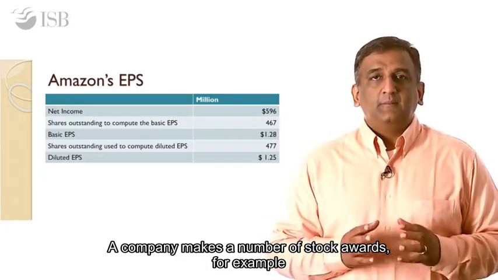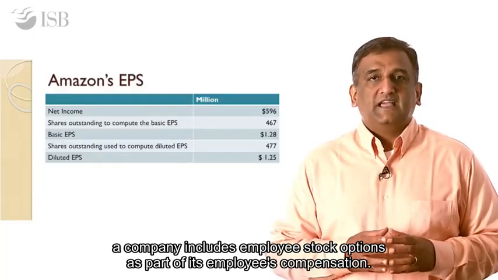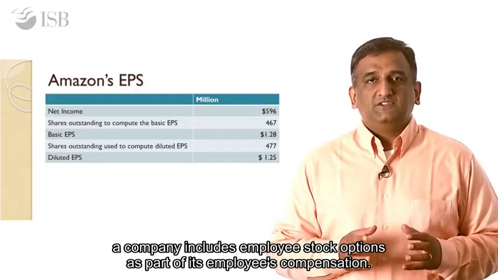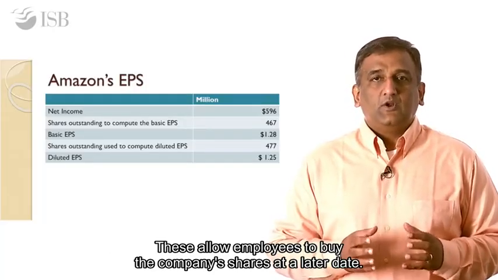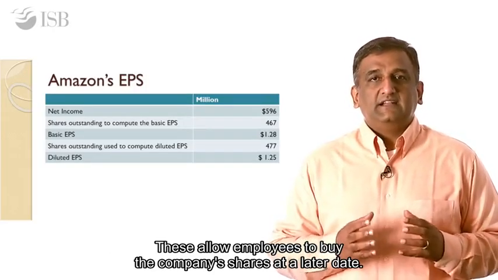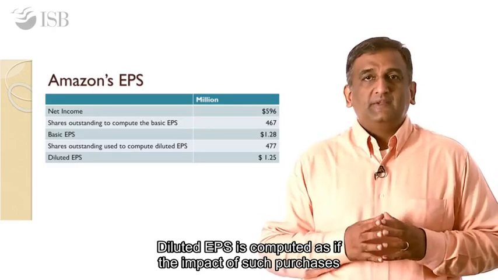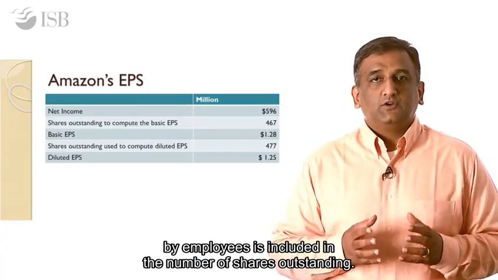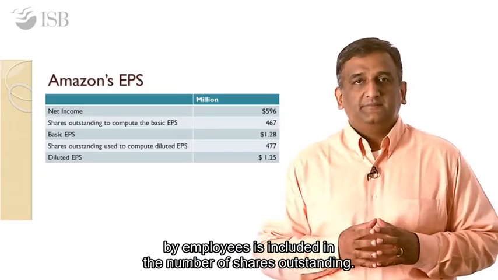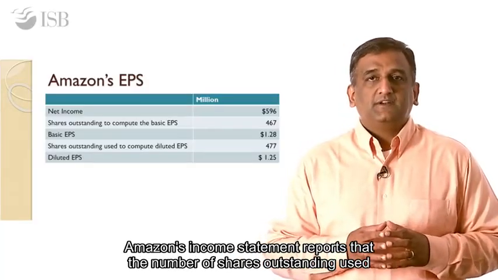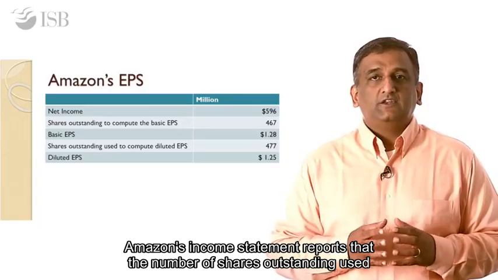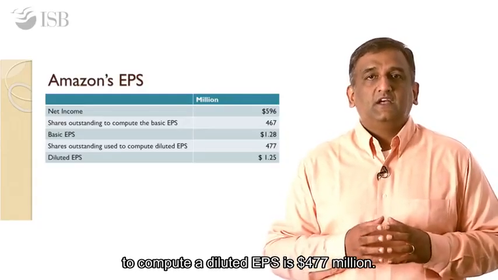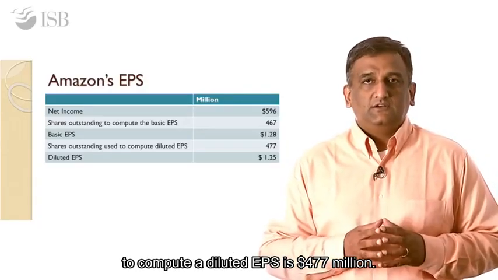A company makes a number of stock awards. For example, a company includes employee stock options as part of its employees' compensation. These allow employees to buy the company's shares at a later date. Diluted EPS is computed as if the impact of such purchases by employees is included in the number of shares outstanding. Amazon's income statement reports that the number of shares outstanding used to compute a diluted EPS is 477 million.